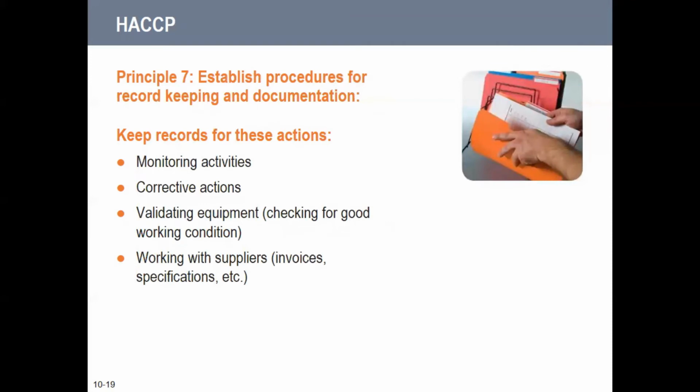And then on the other part of the backside, we have to establish a procedure for record keeping and documentation. We need to keep records to monitor activities. We need to have records of corrective actions that we took. We need to make sure we're validating equipment, so checking for working condition, making sure our equipment is still in good working order and doing what it's supposed to do. And we also need to have records for working with our suppliers as far as invoices, specifications, things along that line.